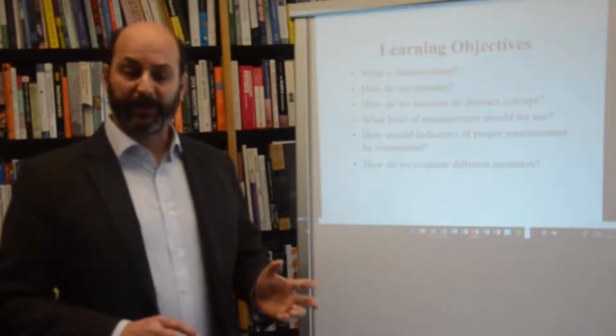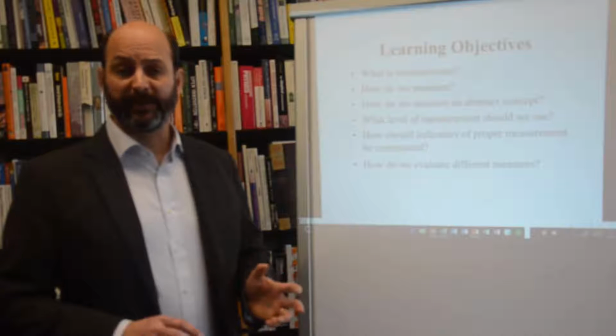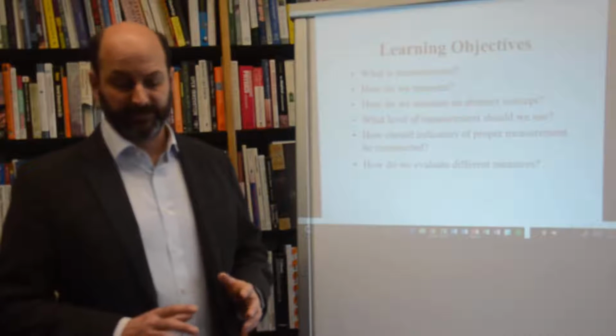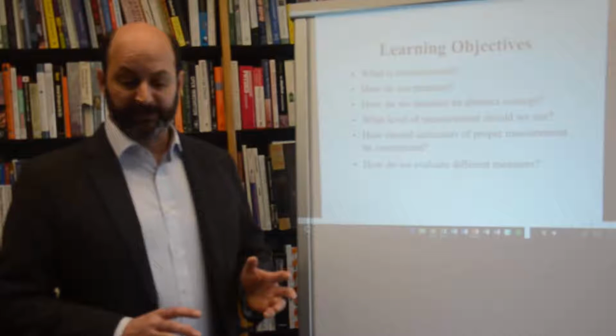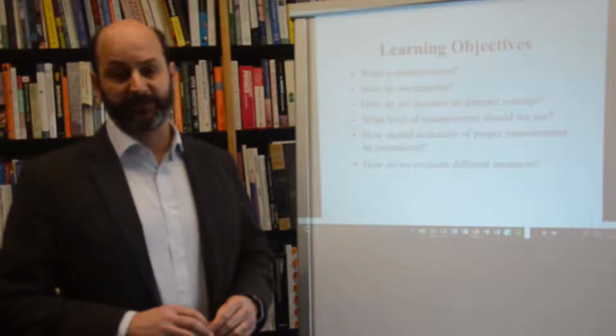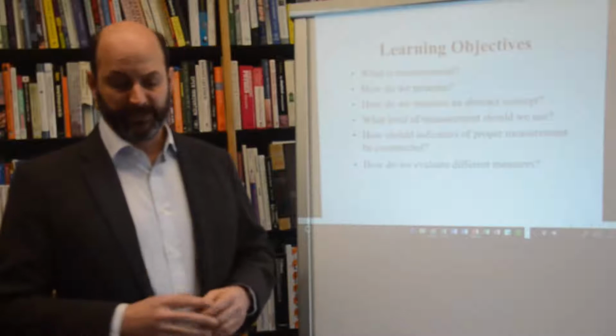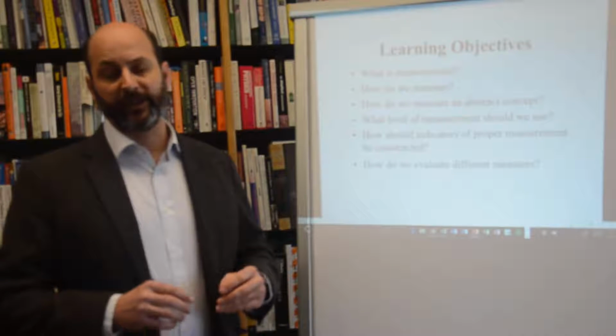Then we want to talk about how do we measure. Then we're going to talk about how do we measure an abstract concept and then operationalize that concept. We'll talk about what level of measurement you should use. We'll talk about how should indicators of proper measurement be constructed and the difference between an indicator and a variable. And then we'll talk about how do we evaluate different measures.